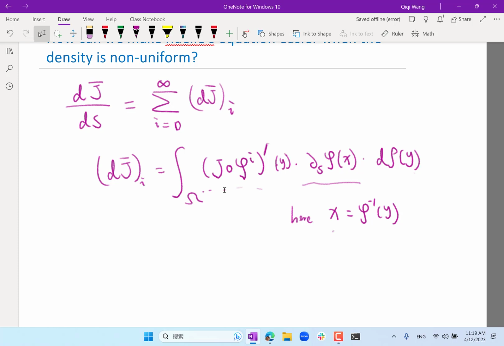And in particular, we cannot even write this d rho y as a density at y times dy. That doesn't even work because the density may not actually exist.